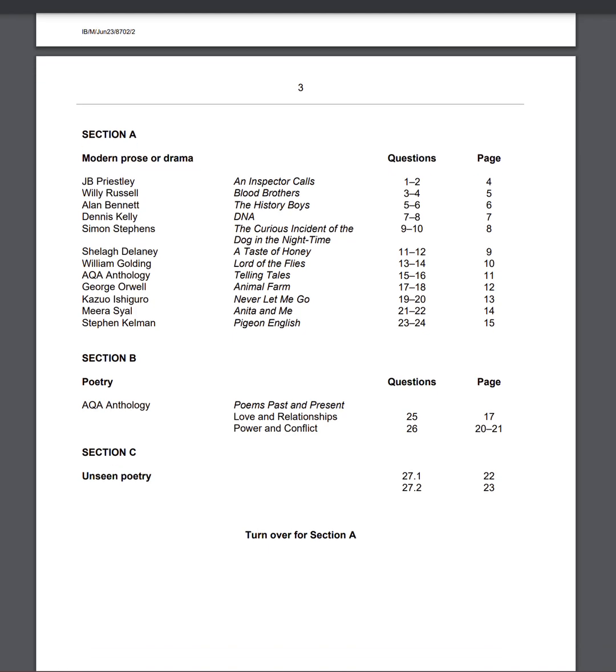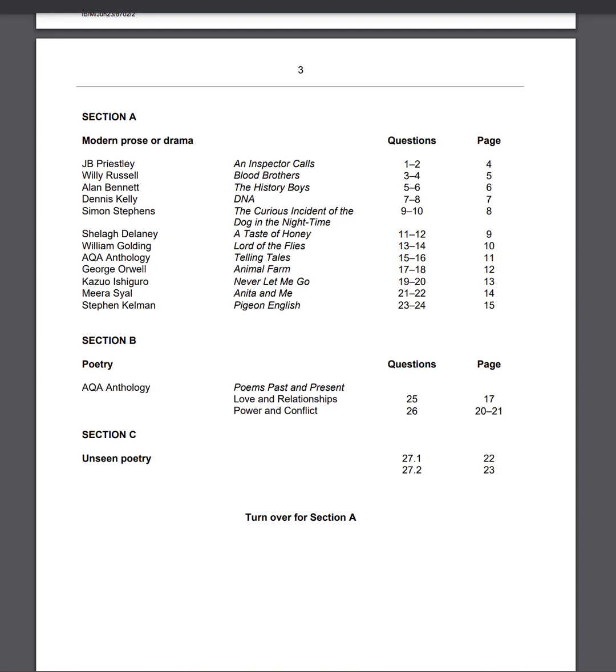So looking at the contents page then, we can see straight away that an Inspector Calls question is on page 4. We've then got the Power and Conflict Poetry question here on pages 20 to 21. And then the Unseen section starts at page 22 and runs to page 23 as well.